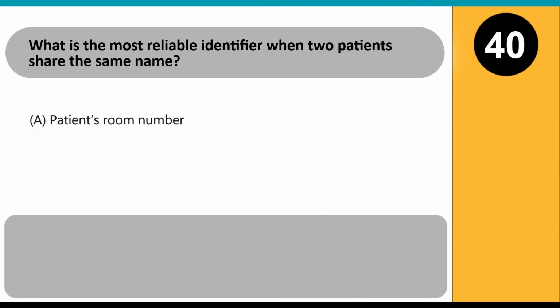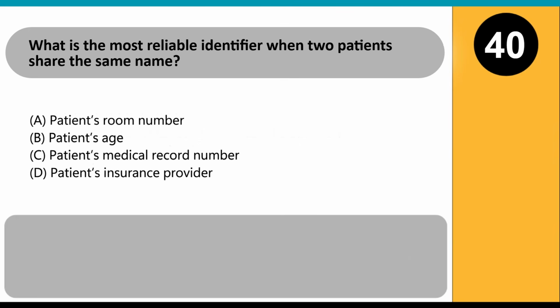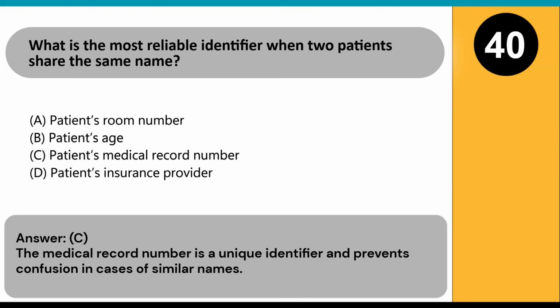What is the most reliable identifier when two patients share the same name? A. Patient's room number. B. Patient's age. C. Patient's medical record number. D. Patient's insurance provider. Answer C. The medical record number is a unique identifier and prevents confusion in cases of similar names.